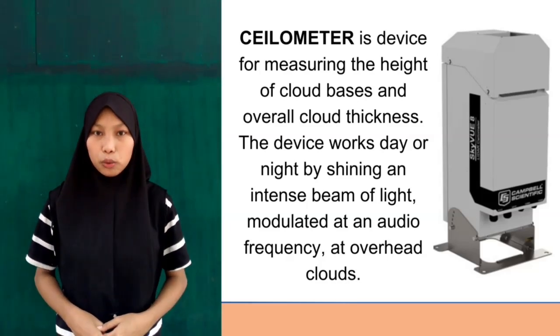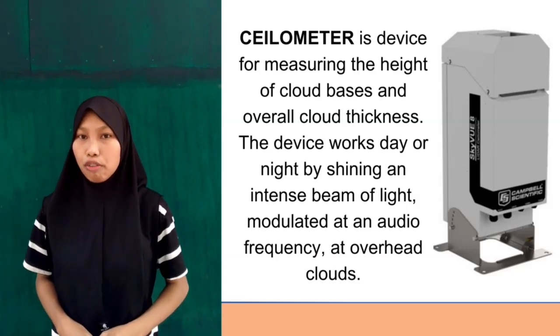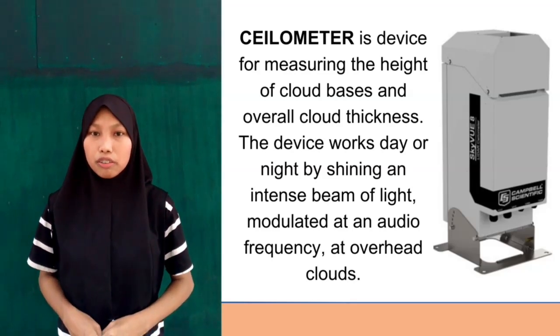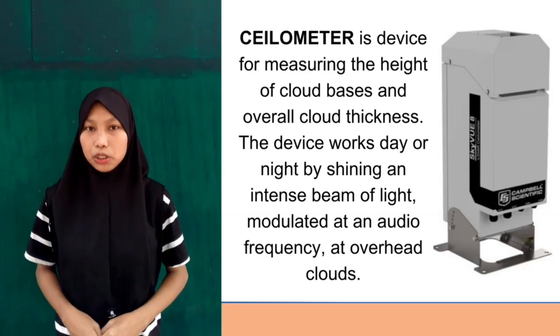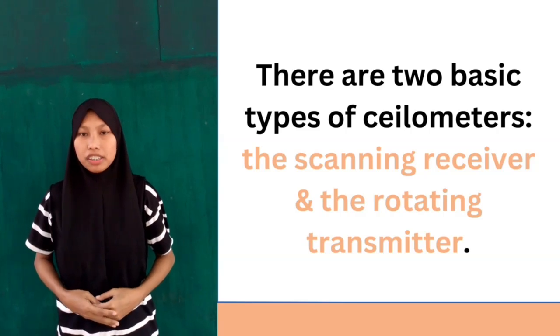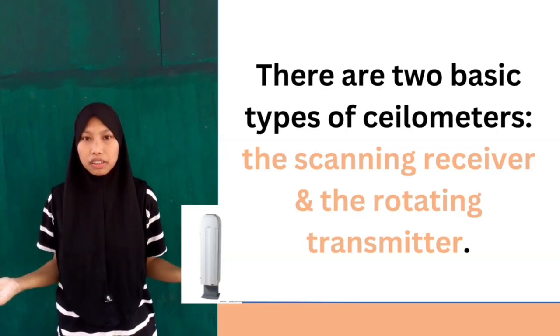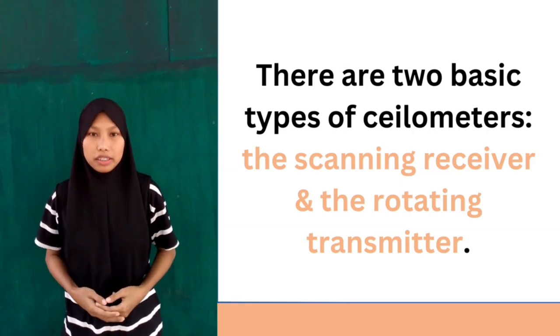provide insight into the cloud's overall thickness. These devices use light, often infrared, ultraviolet, or laser beams, to detect reflection from the cloud base and calculate the cloud's altitude. There are two main types of ceilometers: the scanning receiver ceilometer and the rotating transmitter ceilometer. Let's take a closer look at how each one works.